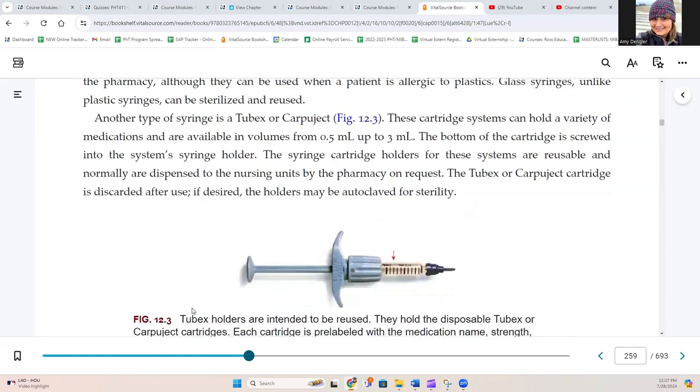Another type of syringe is a Tubex or Carpuject. That's right here. These cartridge systems can hold a variety of medications and are available in volumes from 0.5 ml up to 3 ml. The bottom of the cartridge is screwed into the syringe holder. The syringe cartridge holders for these systems are reusable and normally are dispensed to the nursing units by the pharmacy on request. The Tubex or Carpuject cartridge is discarded after use. If desired, the holders may be autoclaved for sterility.